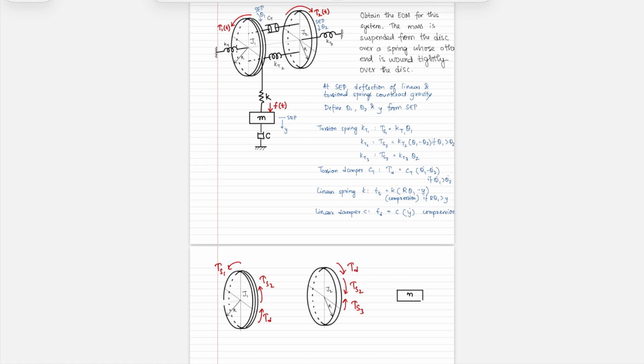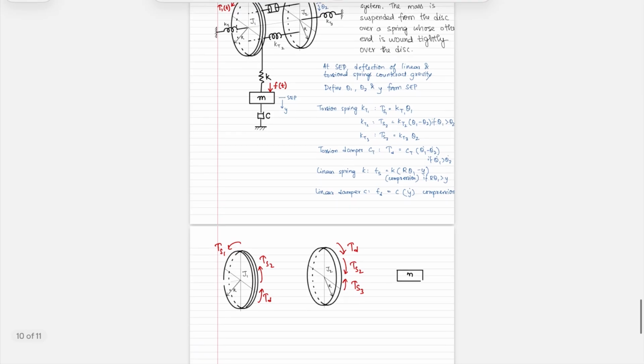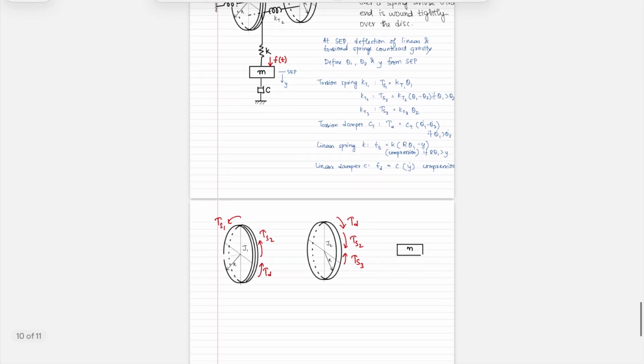Okay, what else? We have the linear spring. In this case, that spring would be experiencing compression, and the resulting reaction would be opposed to that. And so this here is Fs, and we would have Fs as shown between this disk and this mass.